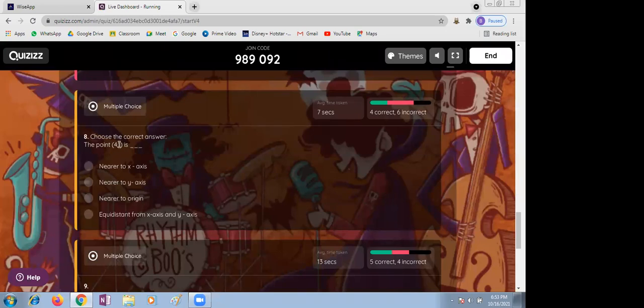Nearer to y-axis, children. You see here, x equal to 4 means it is 4 points far from the y-axis, and from the x-axis it is just 1 point far away. So it will be nearer to the x-axis. For nearer to the x-axis, the ordinate should be smaller than the abscissa. And if the abscissa is smaller than the ordinate, then it is nearer to the y-axis.